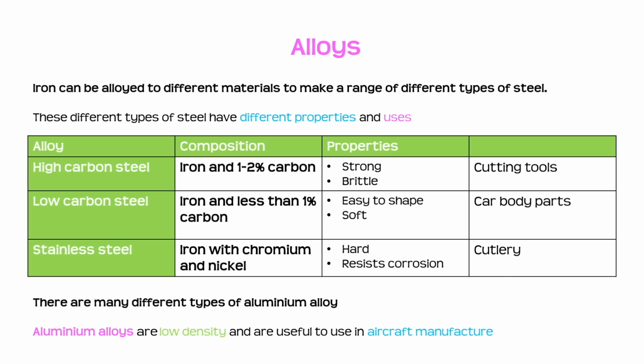Now, we can also make aluminium alloys as well. And there's many different types of aluminium alloy. We don't need to know about any specific aluminium alloys. However, we do need to know that generally speaking, aluminium alloys are low density, and that makes them useful for certain purposes, such as making aircraft parts.